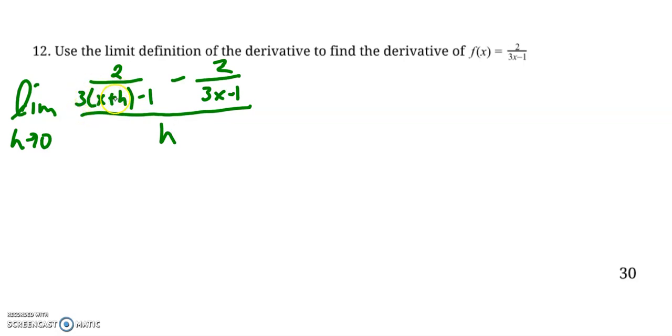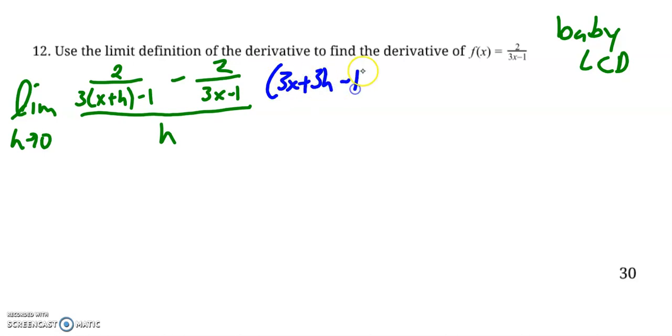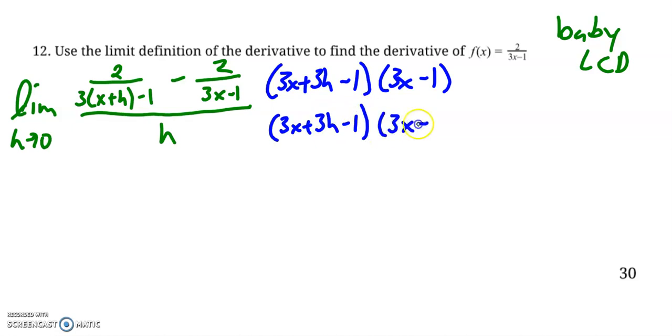Yes, I can distribute through the 3 here, but I'm not going to be able to do the subtraction. There are 2 different ways to do it. You can multiply by, again, what I call the baby LCD. Or you can actually combine like terms, get like denominators, and do the subtraction, and then change it to division. I'm going to multiply top and bottom by the baby LCD. So this denominator 3x minus 1, and also this denominator 3x plus 3h minus 1. So when I first multiply here, the 3x minus 1 will cancel.